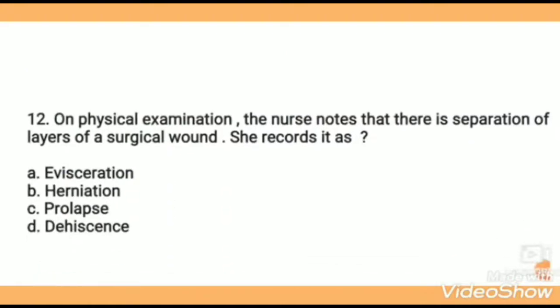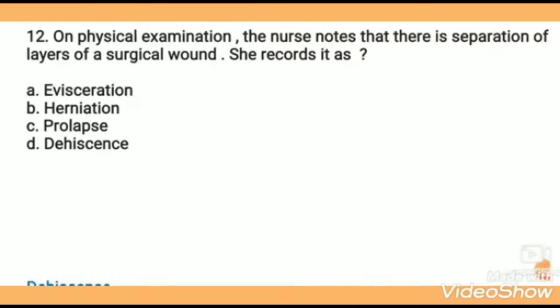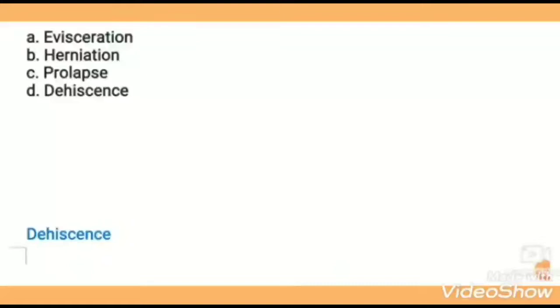Next question. On physical examination, the nurse notes that there is separation of layers of a surgical wound. She records it as evisceration, herniation, prolapse, or dehiscence. So, the correct answer, separation of layers of surgical wound is dehiscence.